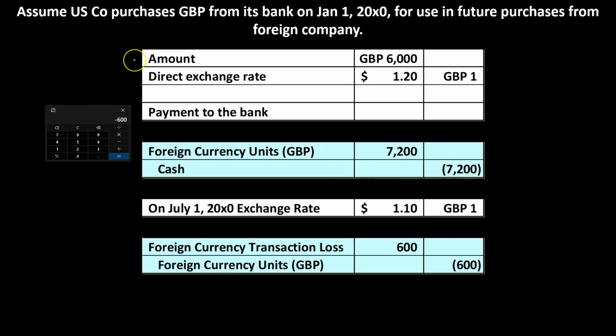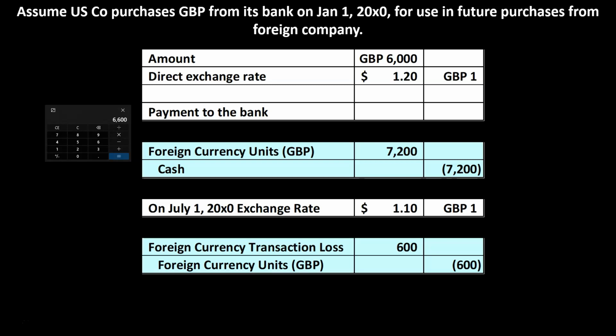We're talking here about kind of like an investment. We're holding on to pounds, so we're holding on to something that has gone down in value. That means we're going to have a loss. So we're going to have the debit go to the foreign currency transaction loss, and the credit go into the foreign currency units. That means the 7,200 that we had on the books before, minus the 600, is going to give us the 6,600, which once again was the 6,000 times the current rate of 1.1.